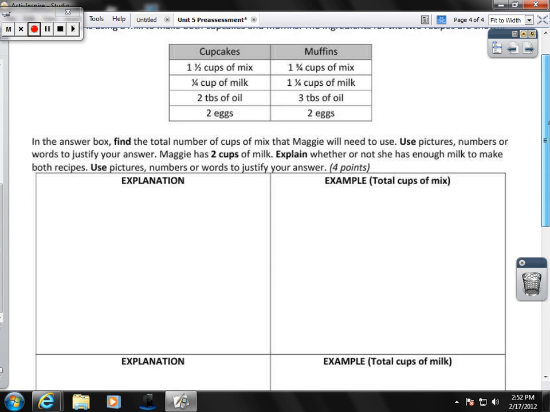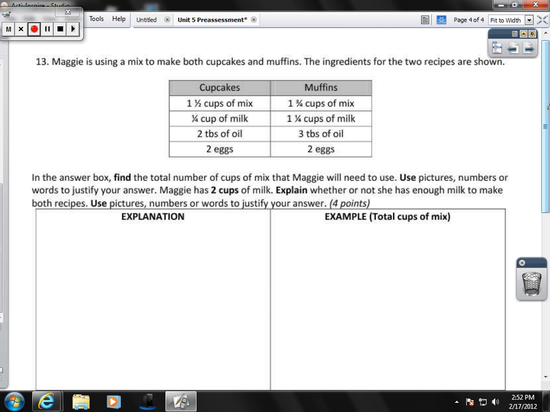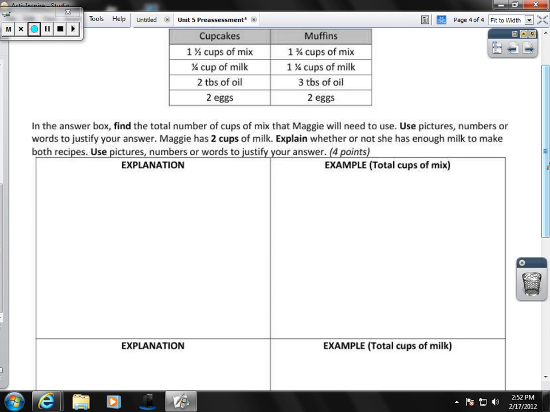Well, last 2. So Maggie's using a mix to make both cupcakes and muffins. The ingredients for the 2 recipes are shown. So here's the cupcake recipe. And here is the muffin recipe. In your answer box, find 2 things. Find A, the total number of cups of mix that Maggie will need to use. So I need to figure out the entire cups of just the mix. Use pictures, numbers, words to justify your answer.